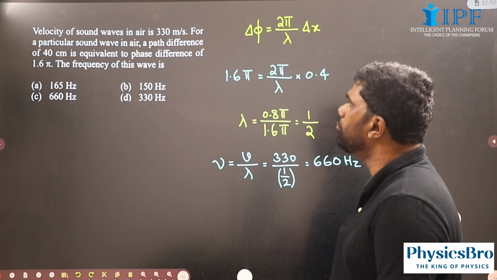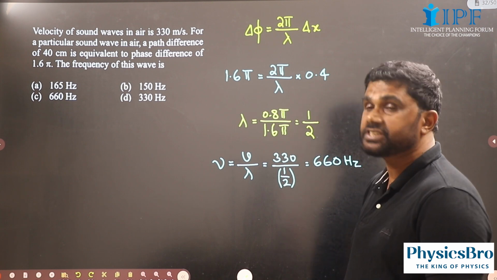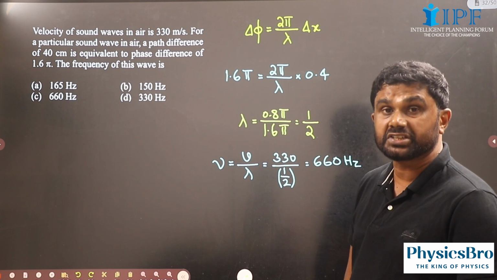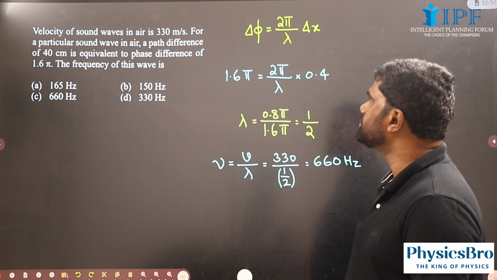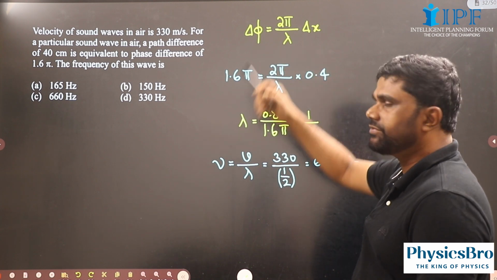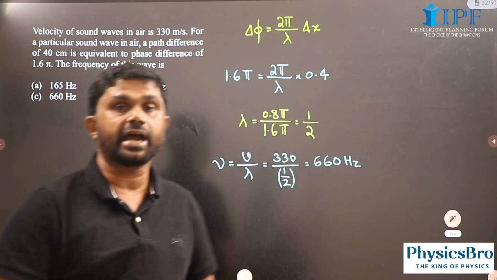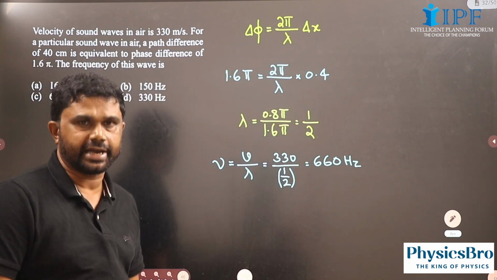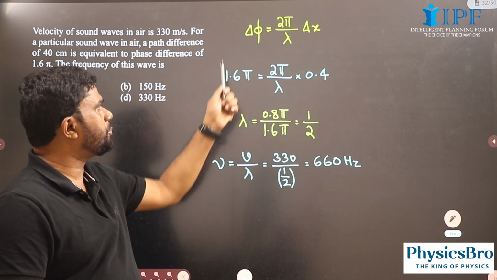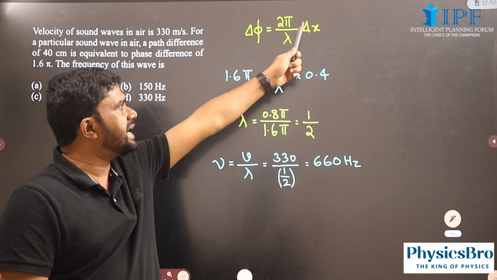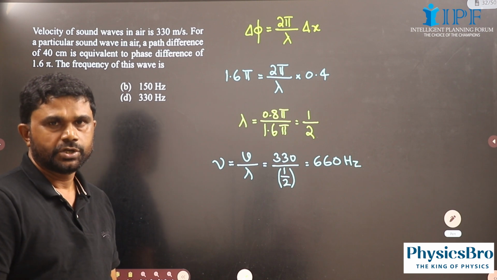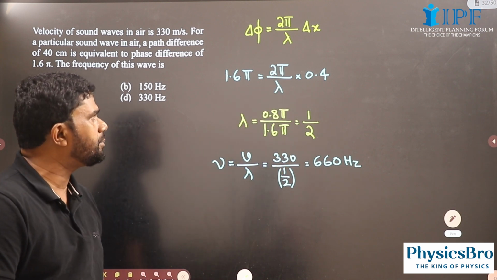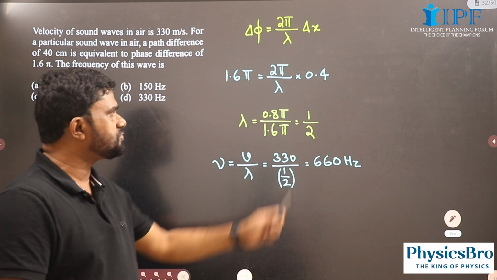Okay, next: velocity of sound waves is 330 meter per second. For a particular sound wave in air, path difference is 40 centimeter, means 0.4 meter, equivalent to a phase difference of 1.6 pi. Frequency of this wave is? See, this is the relation between phase difference delta phi and path difference delta x: delta phi equal to 2 pi by lambda into delta x. Delta phi is given as 1.6 pi, and path difference delta x is given as 0.4. 0.4 into 2, that is 0.8 pi. So lambda will be 0.8 pi divided by 1.6 pi, that is 1 by 2.